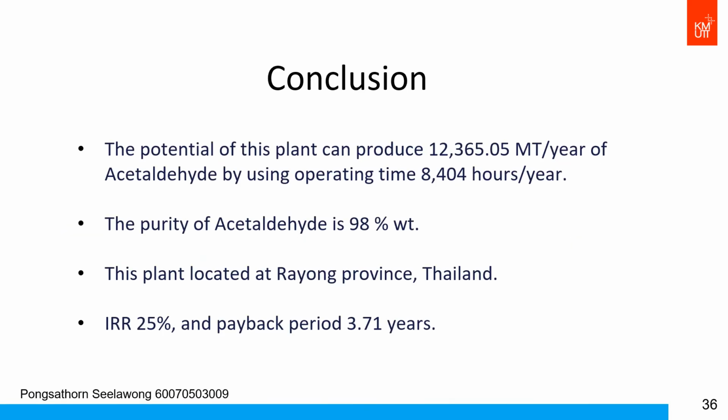This plant can produce acetaldehyde with a capacity of 12,365 metric tons per year, with an operating time of 8,404 hours per year. The purity of the acetaldehyde that can be produced in this process is 95%. This plant will be located at Rayong Province, Thailand.